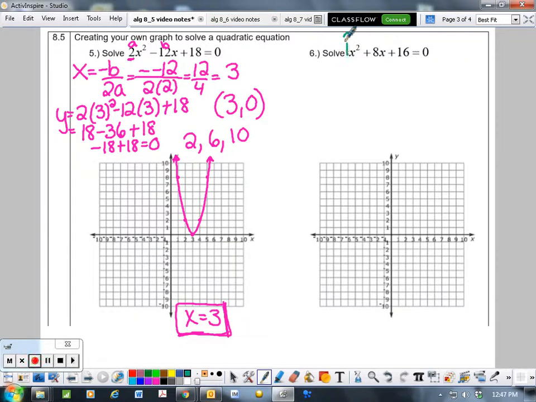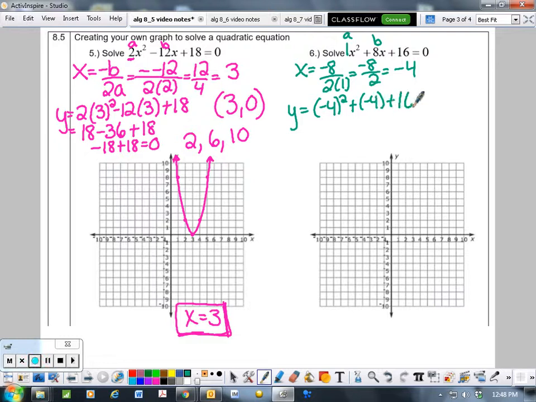We have our a, we have our b. So x equals negative b over 2a. Negative 8 over 2 is negative 4, and we're going to plug that in. So y equals negative 4 squared plus 8 times negative 4 plus 16. So what is that? 16. Oh, I forgot an 8. Minus 32 plus 16. So negative 16 plus 16 gives us 0.